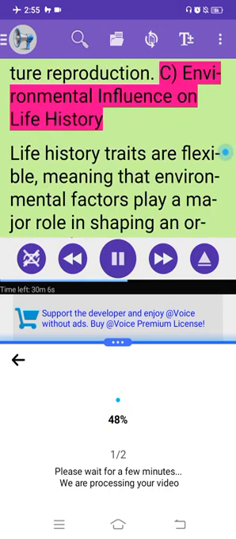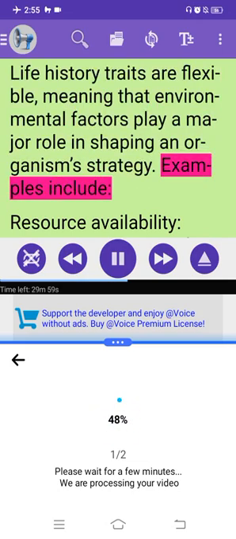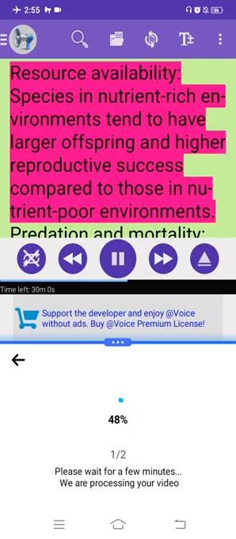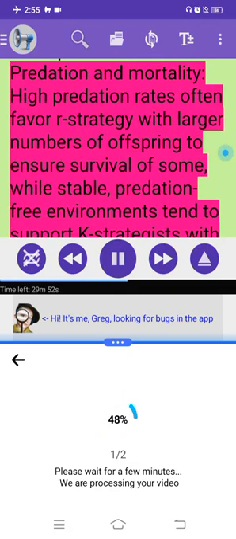C. Environmental influence on life history. Life history traits are flexible, meaning that environmental factors play a major role in shaping an organism's strategy. Examples include resource availability. Species in nutrient-rich environments tend to have larger offspring and higher reproductive success compared to those in nutrient-poor environments. Predation and mortality: high predation rates often favor R strategy with larger numbers of offspring to ensure survival of some, while stable, predation-free environments tend to support K strategists with more investment and fewer offspring.